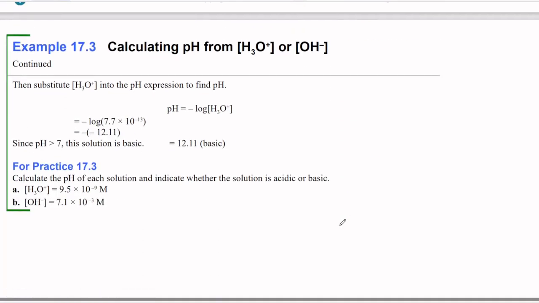And remember, the pH is the negative log of the H3O plus concentration, so we can just plug that in. The pH is the negative log of 7.7 times 10 to the minus 13 for this solution. That's negative negative 12.11. So our pH is 12.11. So this is basic. This is a basic solution.